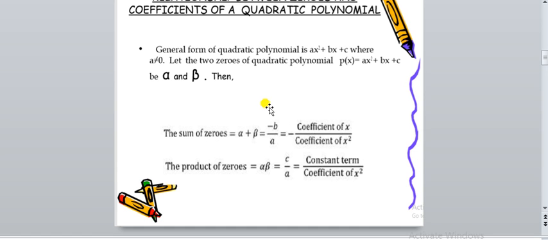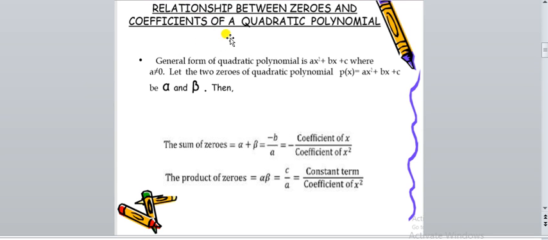Now let us see the relationship between the zeros and coefficients of a quadratic polynomial. For a quadratic polynomial, in the last session we have seen that the degree of the variable is 2. So its general form is ax square plus bx plus c, where a must not be equal to 0. That is, the coefficient of x square must not be equal to 0, because if it is 0, then it will be bx plus c. It will form a linear polynomial. That's why the coefficient of x square must not be equal to 0.